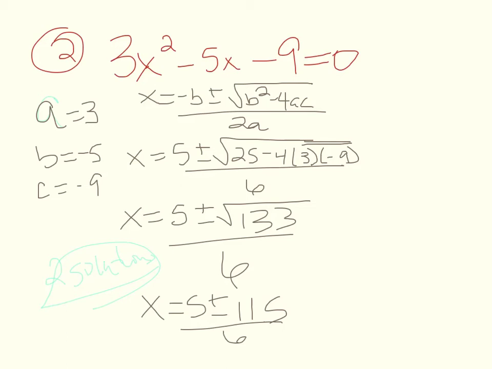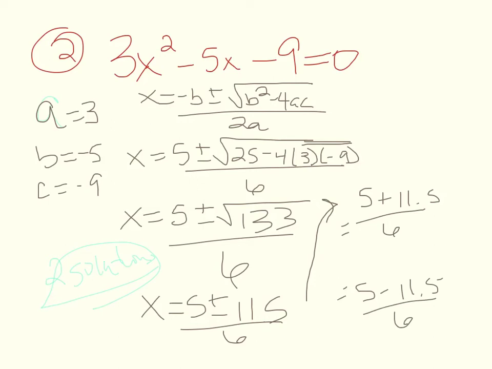Now for my 2 answers, I have a little more room, so I'll show you what I'm actually going to do. The first one is 5 plus 11.5 divided by 6. And then the second one is 5 minus 11.5 divided by 6. This one is 2.75. And this one is -1.08. Okay, and those are my 2 solutions.